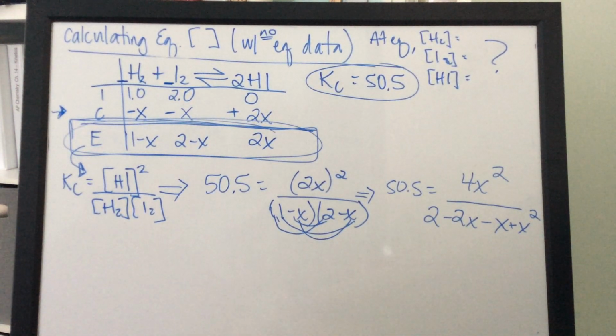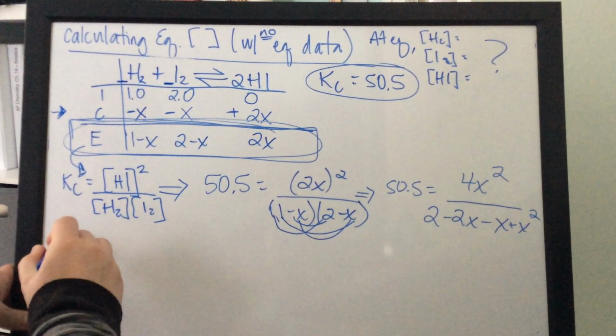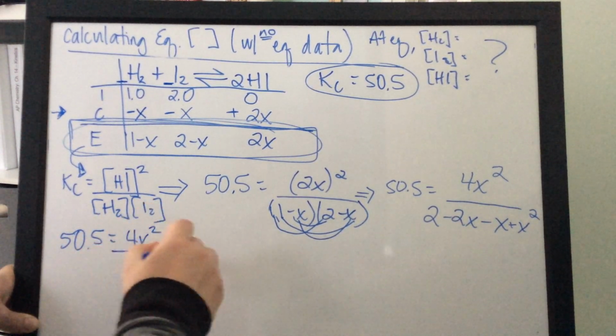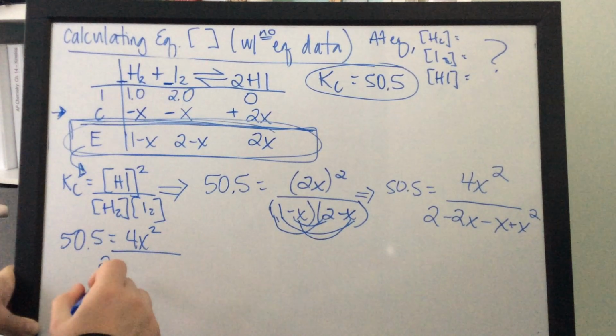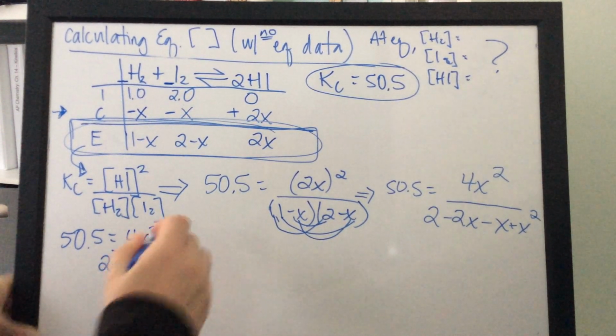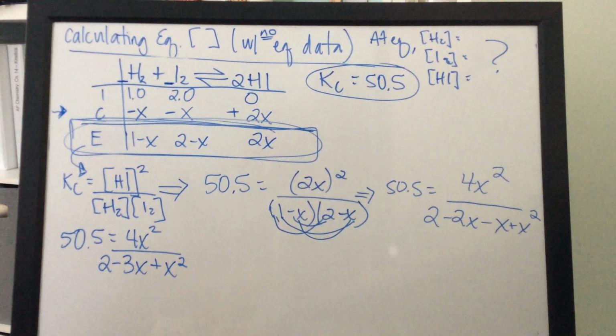Right, I can combine my x's, so I'll just jump down here. 50.5 equals 4x squared over 2, let's see, minus 2x and minus 1x, so minus 3x plus x squared. Hopefully you can still see. Okay, so I'm still on a mission. I have to evaluate this thing for x. And, okay, so it's messy. So it would probably be in our best interest to clear this of the denominator, so to bring that denominator up to the other side.